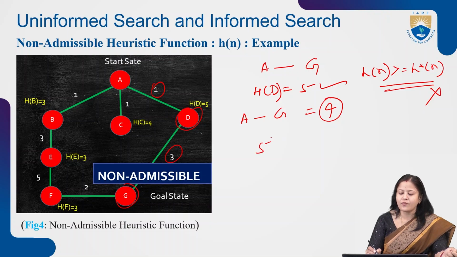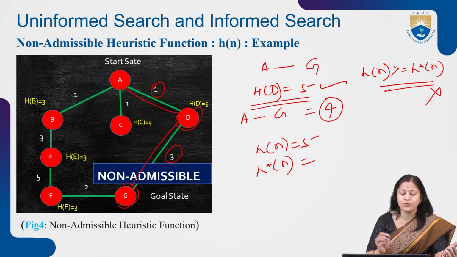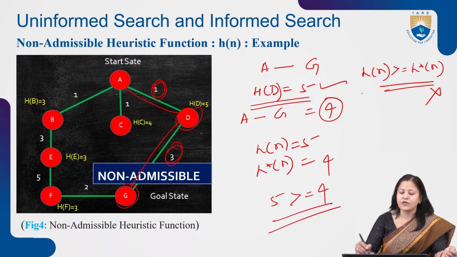Now the heuristic value of D, which is nothing but H of n, is equal to 5. What is H star n? It means the actual cost from the start node to the goal node through D. That is equal to 1 plus 3, that is equal to 4. So now 5 is greater than or equal to 4. As this condition is satisfied, that is why this heuristic value is not admissible. We cannot use that heuristic value while solving the search space.